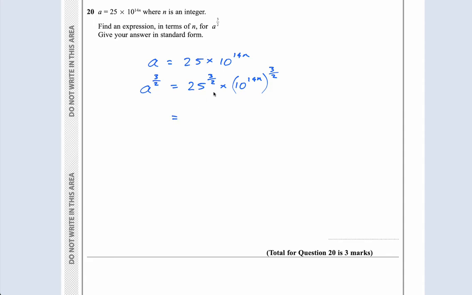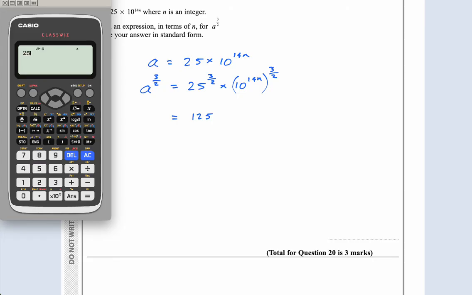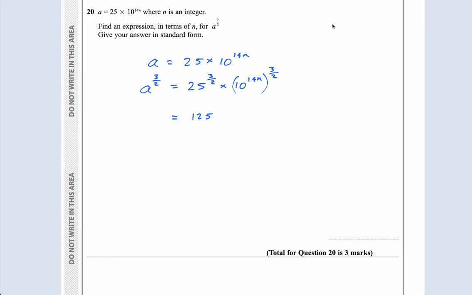And this equals 25 to the power of 3 over 2, guys. It is actually 125. Now, look, you can use your calculator. It's 25 to the power of 3 over 2, 125. Or you can remember that it is the square root of 25 cubed, which is 5 cubed, which is 125, 5 times 5 times 5.